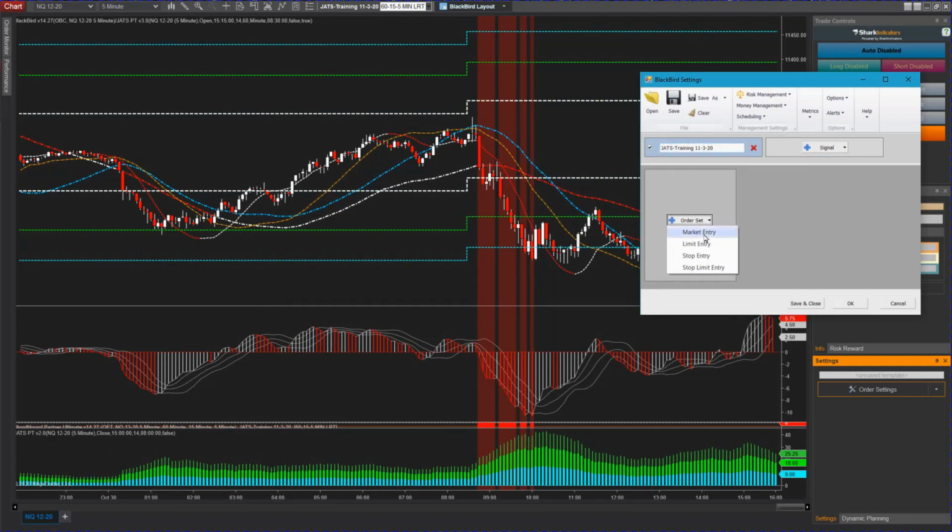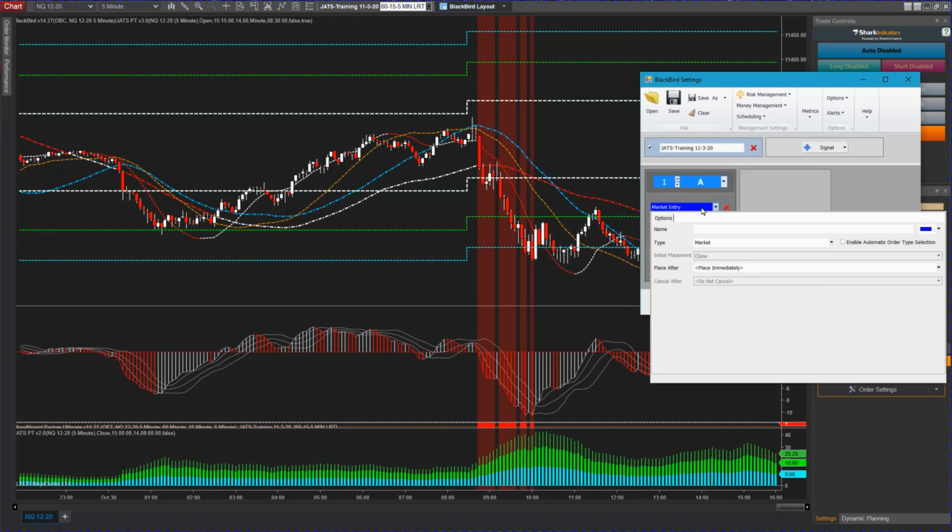Go down and create an order set. This is how your order will be executed at the exchange. So you can have a market order or a limit order or a stop limit, or there's several different order types. Stop, limit, stop limit. These are all 4 different types of orders. So we'll just leave it on market.